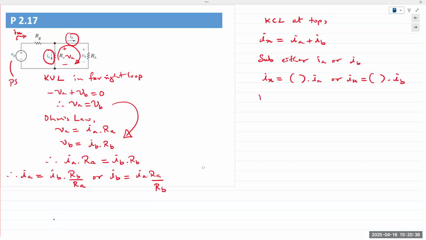And once you have that, we can apply KVL in the left loop. Then I have my minus VG power source plus the voltage drop across RG. So that would be IX times RG plus VA is equal to 0. You see where this is going, right? Everybody take a look at that equation and reflect on it for a few seconds.